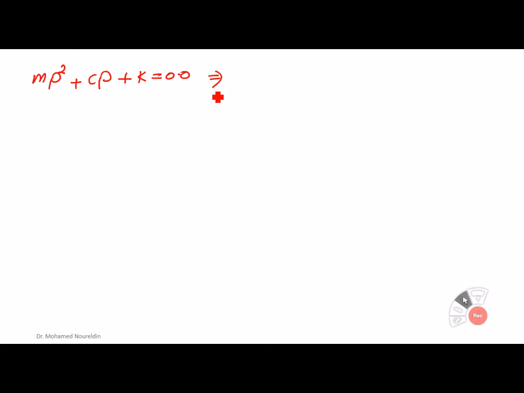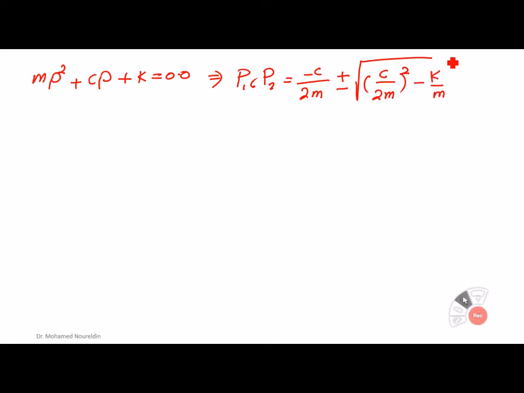In order to obtain the roots, we have two roots here, p1 and p2, and it equals minus c over 2m plus or minus the radical of (c over 2m) squared minus k over m. This is what we are going to have here. So this is the solution of this quadratic equation, and these are the roots.